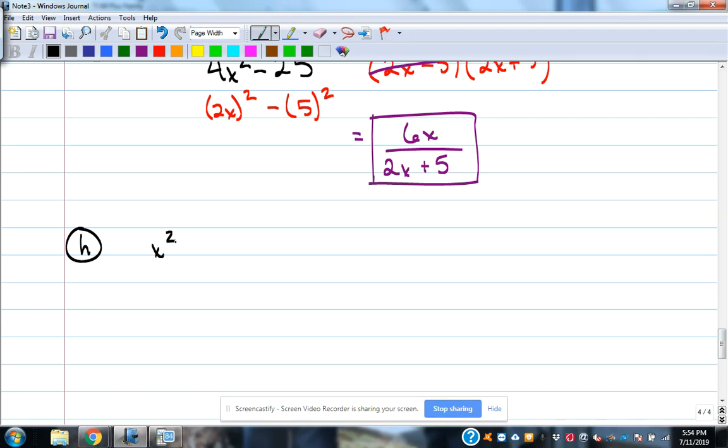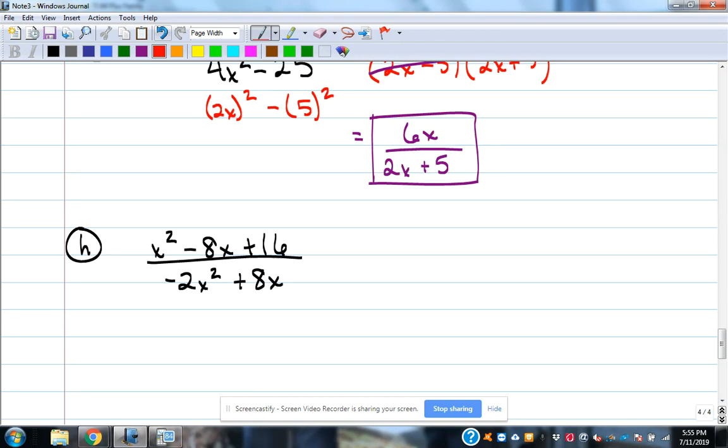Let's do this one. X squared minus 8x plus 16 over negative 2x squared plus 8x. So doesn't matter whether you start on the top or the bottom. I don't care either way. I'm just going to start on the top because it's the first one I see.